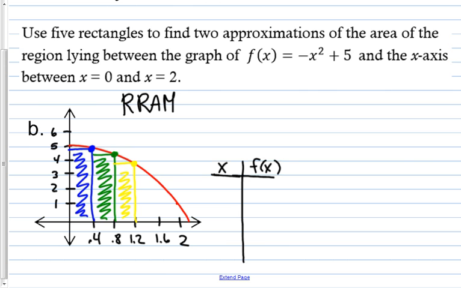On the following one, I'm going to use the height on the right. And then last but not least, I'm going to use the height on the right. Now I do need to know what these heights are. So I plug in 0.4. And we already know what we get, because we would have done this already for part A. So 4.84. And then I plug in 0.8, and we get 4.36. I mean, this is familiar, right? Same thing.